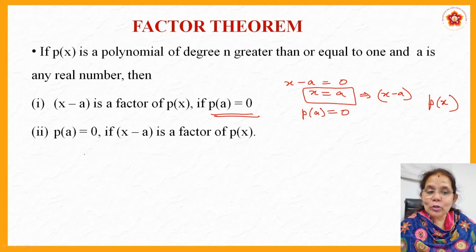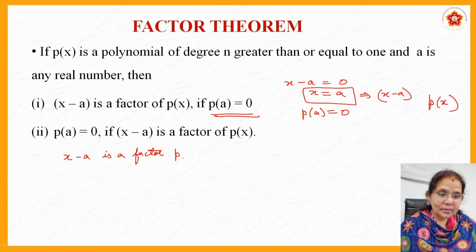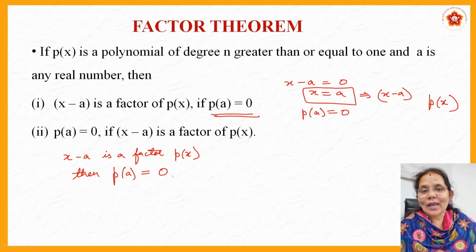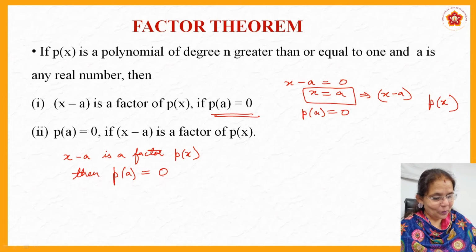And the converse will also be true. If x minus a is a factor of p(x), then the remainder will be 0 when x is replaced by a in the given polynomial.